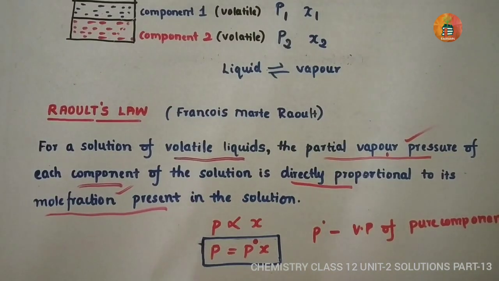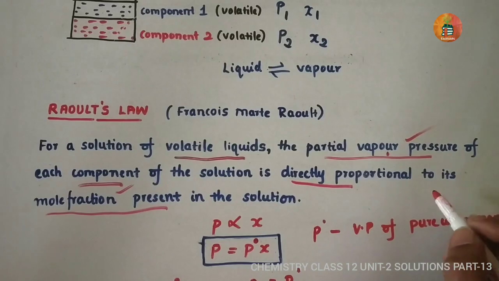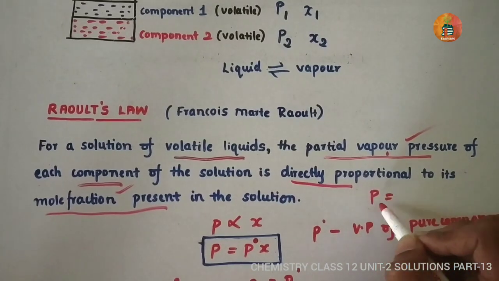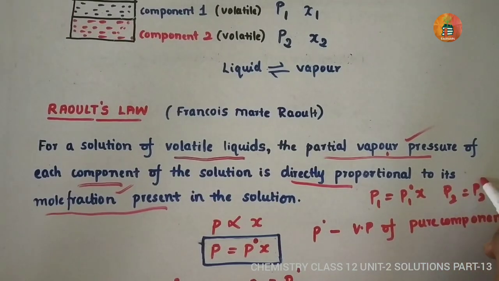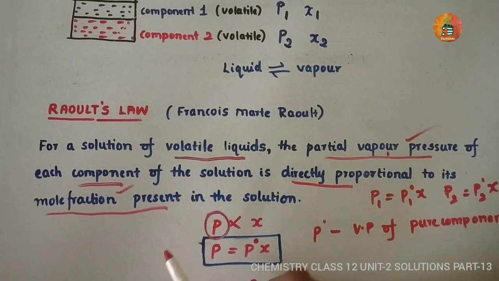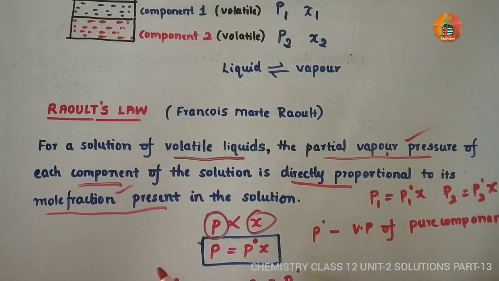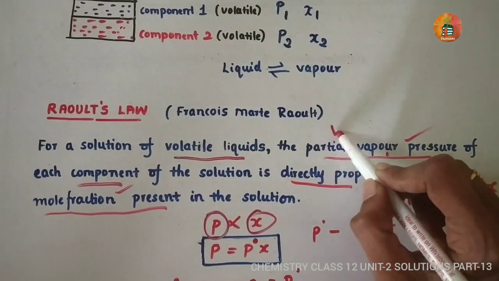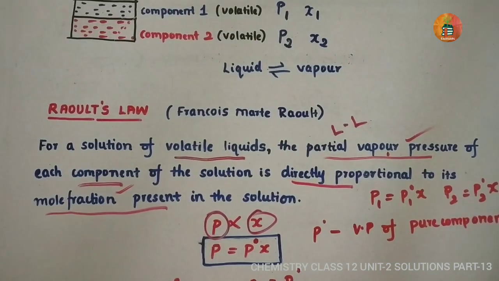For component 1, we can write P1 is equal to P1 naught into X1, and for component 2, P2 is equal to P2 naught into X2. So this is about Raoult's law. Just remember, the vapor pressure of any component is directly proportional to the mole fraction of that component in the case of Raoult's law, and it is applicable to liquid solutions where both components are volatile. So that's about Raoult's law.